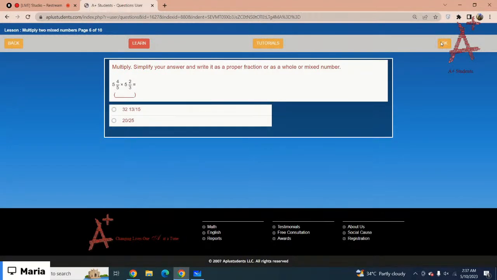Okay, the next one is 5 whole 4 over 5. 5 times 5 is 25 and 4, 29 by 5. And the next one is 5 times 3 is 15 and 2, 17 over 3. So you have to do 17 times 29. It would be 493 divided by 15. Got it? So the correct option would be 32 whole 13 by 15. The correct option is option number 1. Got it?